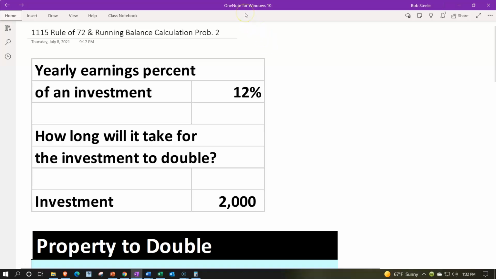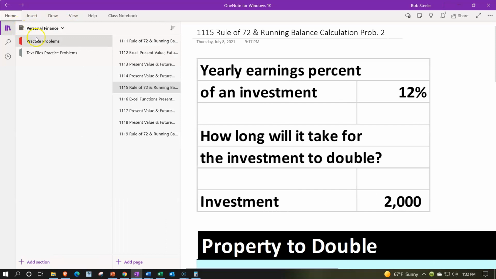Here we are in OneNote. If you have access to OneNote and would like to follow along, you're not required to, but if you would like to, we're in the icon on the left-hand side, the Practice Problems tab, down in the 1115 Rule of 72 and Running Balance Calculation Problem number 2 tab.